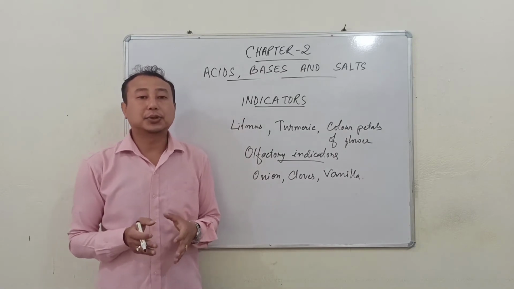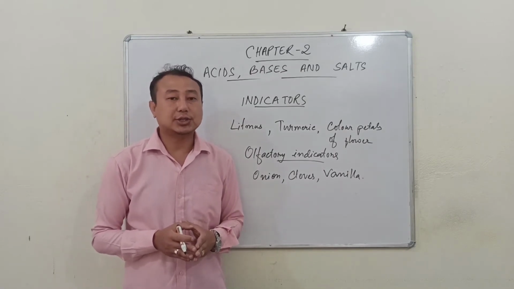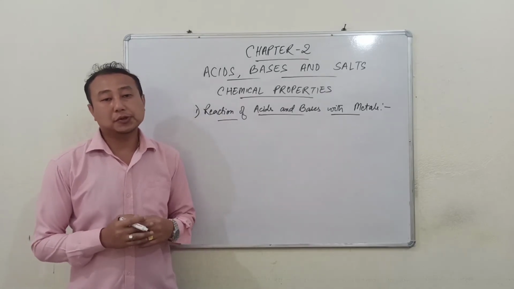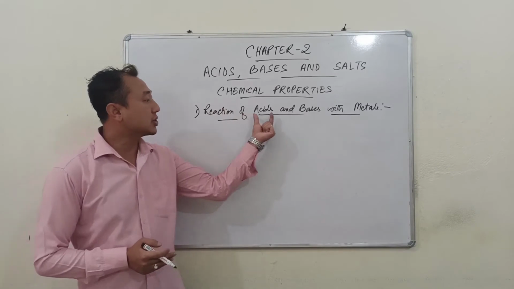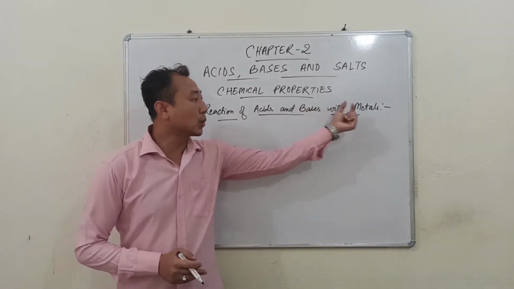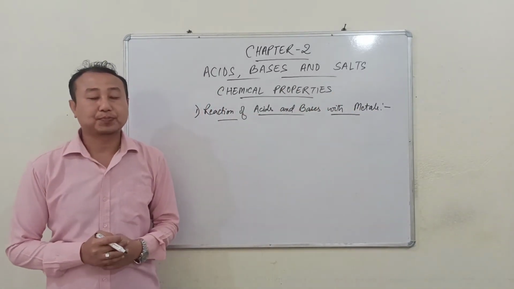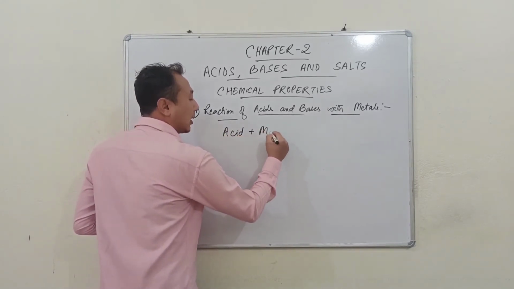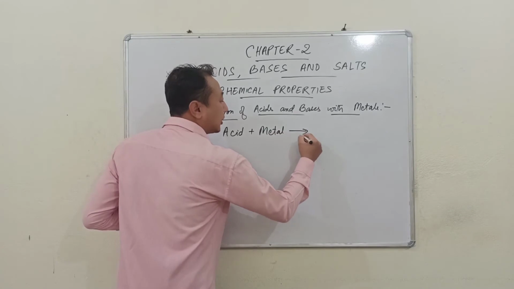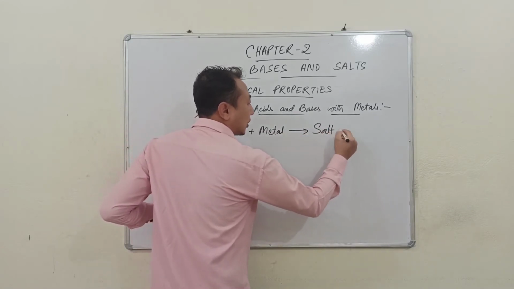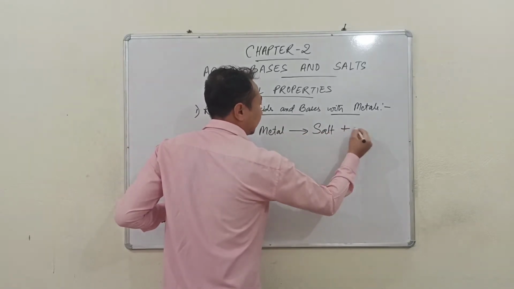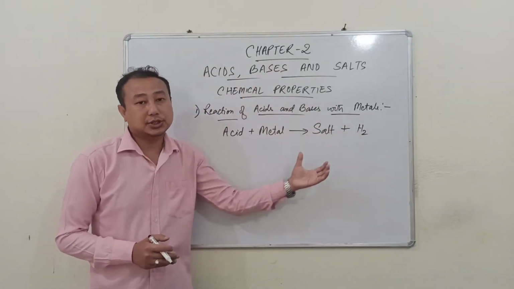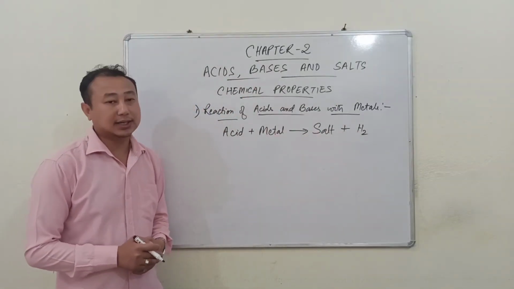Now, let us come to the chemical properties of acids and bases. The first chemical property that we are going to discuss is the reaction of an acid or a base with metals. So, when an acid reacts with a metal, it produces a substance called salt and hydrogen gas. This is the general representation of a reaction between an acid and a metal.